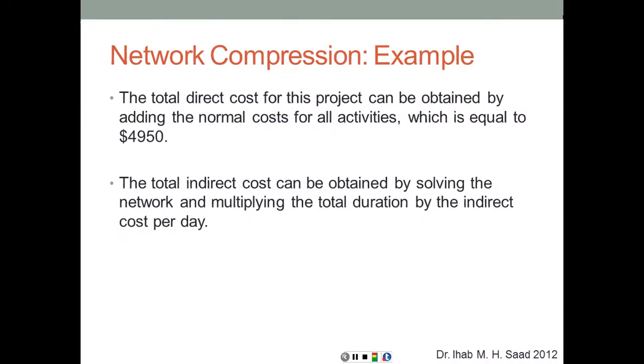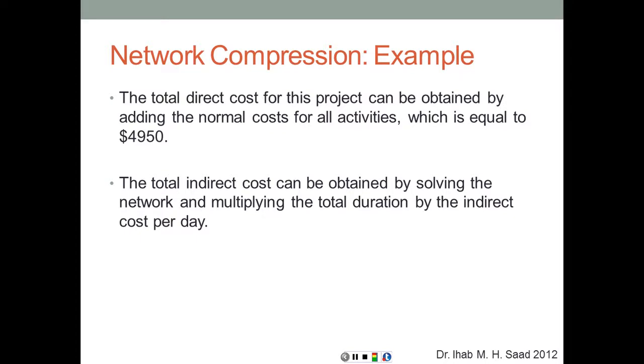The total indirect cost can be obtained by solving the network and multiplying the total duration by the indirect cost per day. So the total cost of the project is total direct plus total indirect. The total direct was measured here by adding the normal cost before compression. The total indirect is going to be equal to the duration of the project that we calculate from the network times $120 per day, which is the indirect cost per day. When we add these two numbers, the $49.50 and the duration times 120, that would give us the total cost of the project before compression.